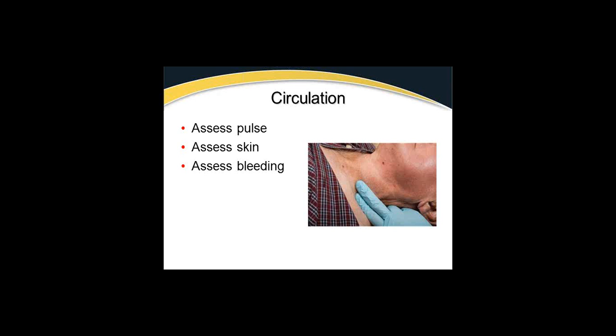Secondly, under circulation, we're assessing their skin. We're looking for three things: color, moisture, and temperature. So in most cases, the color is going to be pinkish. Depending on that person's ethnicity, that may be slightly different, of course. And in those cases, if they're a person of color, particularly darker skin tones, we're going to look in their mouth, look at their tongue and the inside of their cheeks. That's one of the best places to assess skin color in this person.